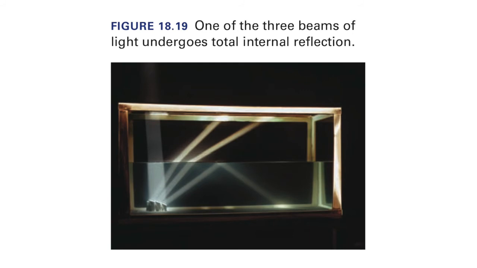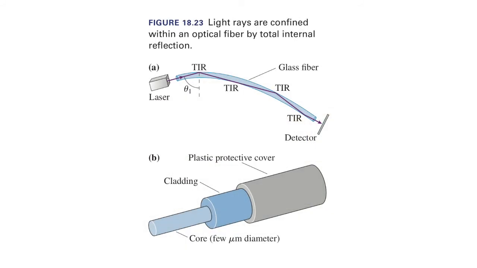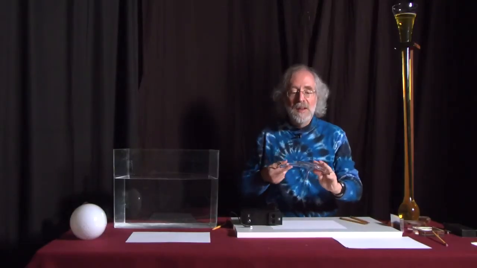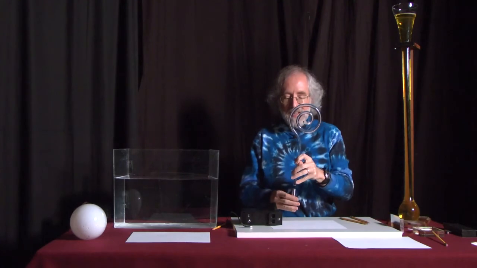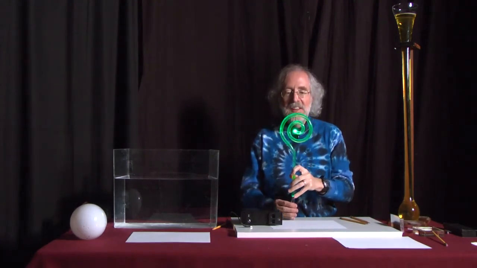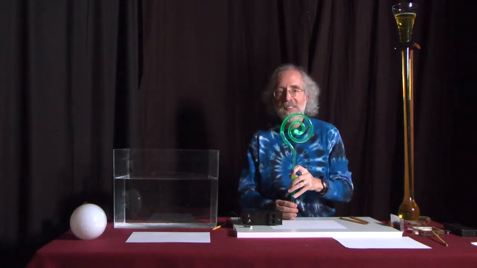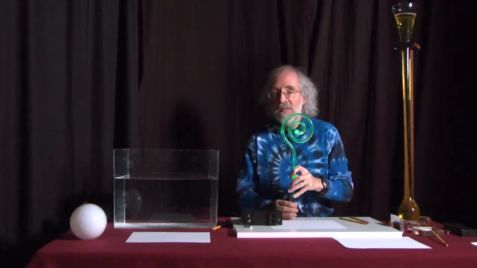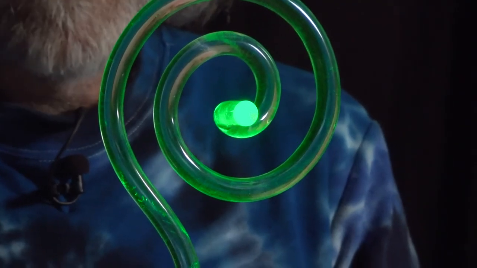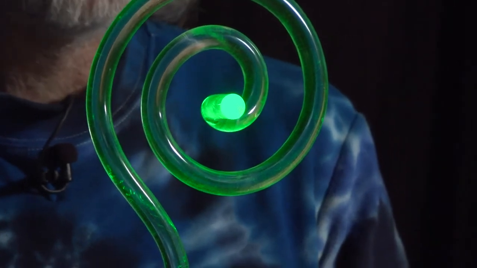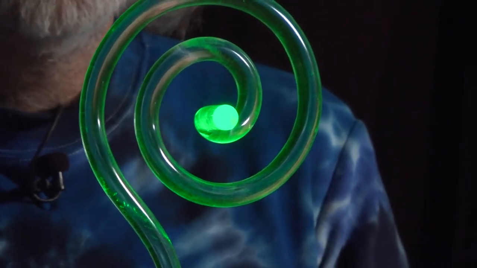But total internal reflection is something which is incredibly practical, because these days signals for communication aren't transmitted electrically, they're transmitted optically through optical fibers. And if I have an optical fiber and I shine a laser in one end, it's totally internally reflected and carries down the fiber to the end. And so this is actually how the information of this video is reaching you right now. It's being transmitted by light down fibers via total internal reflection.